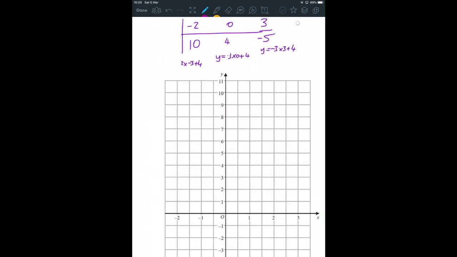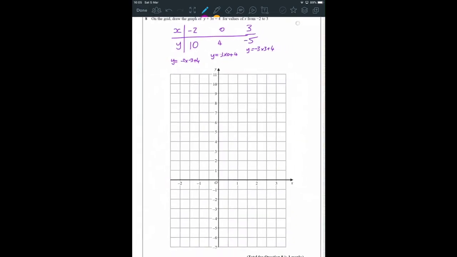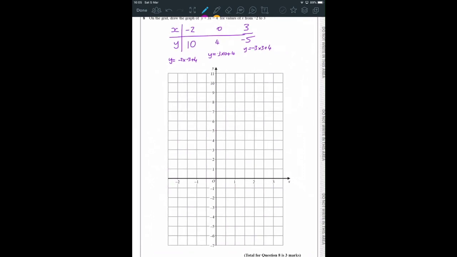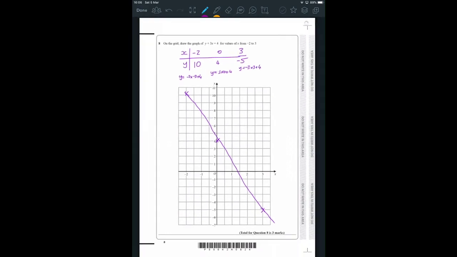I'm going to plot these carefully on my graph. Unfortunately, the -2 is off the bottom, so I can't even use that data point. But I can use 0, 4, and 3. Oh no, sorry, -2, 10 is up here. 0, 4, and then 3, minus 5. And then you'll have a better chance of getting these lined up nicely with pencil and ruler than I will have on the iPad. Join them up with a nice straight line.